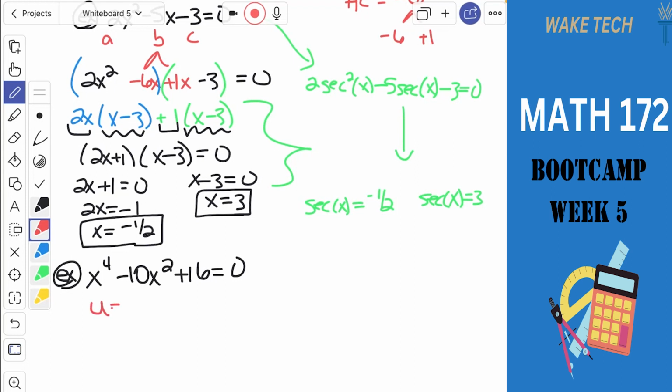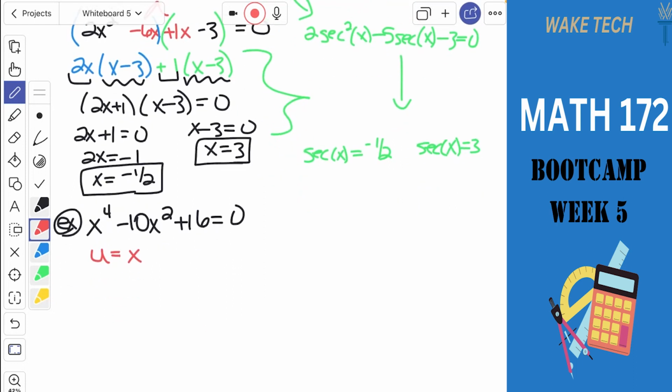I'm going to make a substitution u equals x raised to some power. The power we need is always going to be half of this first exponent. Half of 4 is 2. So we're going to say, everywhere this equation has an x squared, I'm going to put a u. That allows us to rewrite the equation in black as u squared minus 10u plus 16.